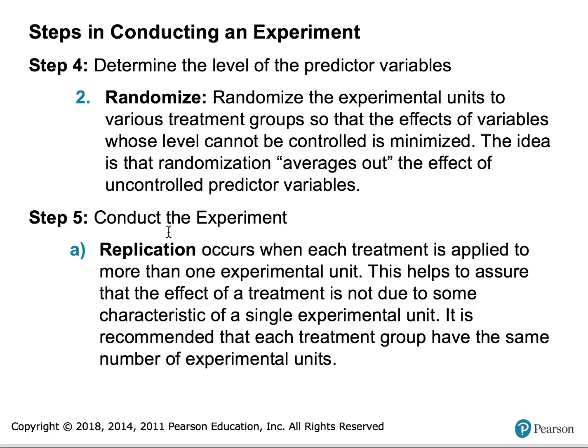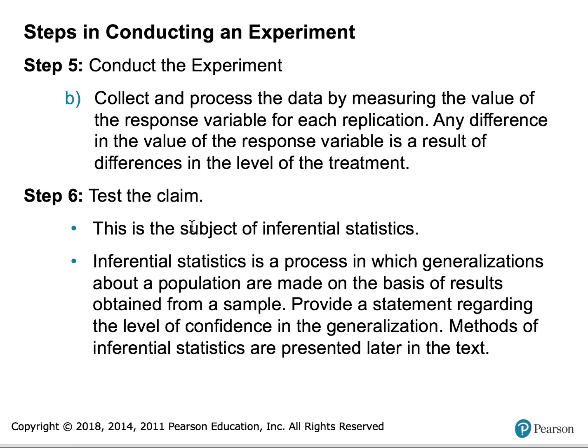One thing is replication. It occurs when each treatment is applied to more than one experimental unit. This helps to assure that the effect of a treatment is not due to some characteristic of a single experimental unit. It's recommended that each treatment group have the same number of experimental units. 5B, collect and process the data by measuring the value of the response variable for each replication. Any difference in the value of the response variable is a result of differences in the level of treatment.